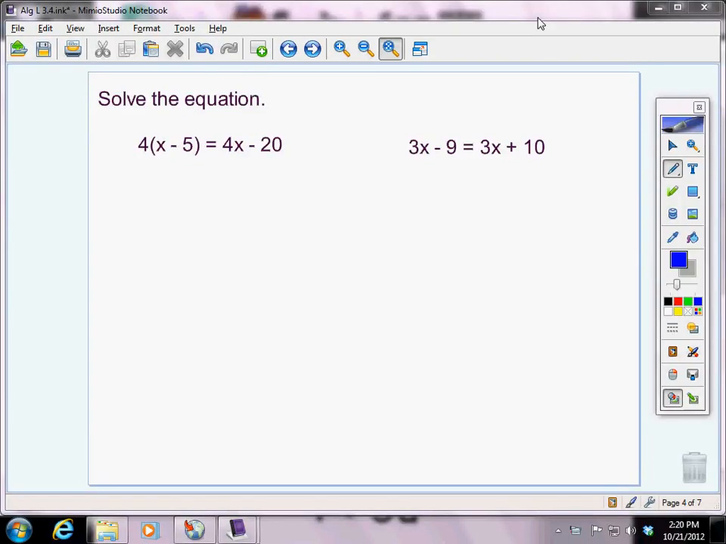When solving equations with variables on both sides, every once in a while we run into some problems that might confuse us. So I want to show you a couple examples. Let's focus here on this first one. We have 4 times the quantity x minus 5 equals 4x minus 20.